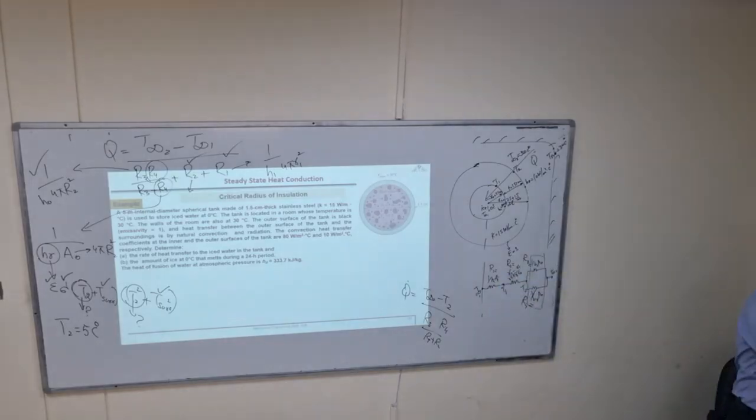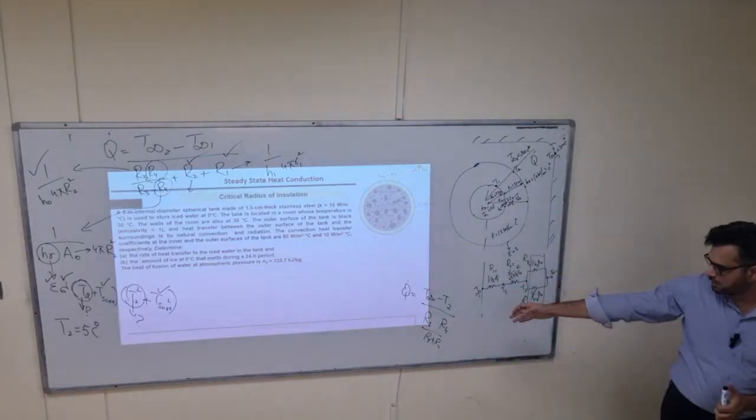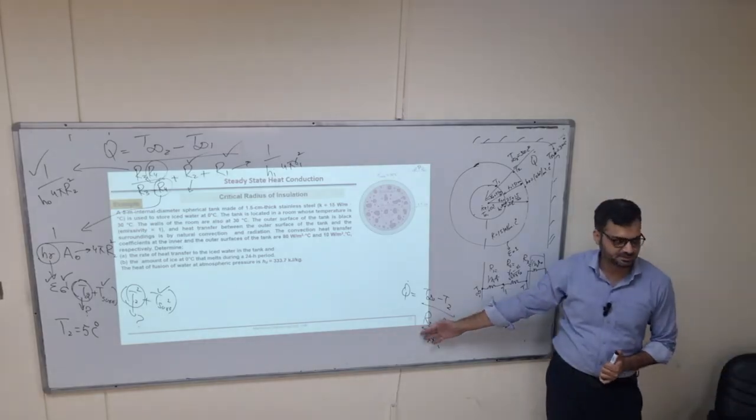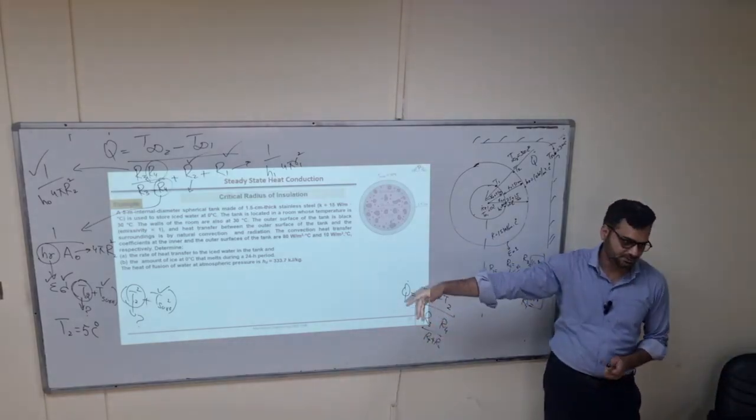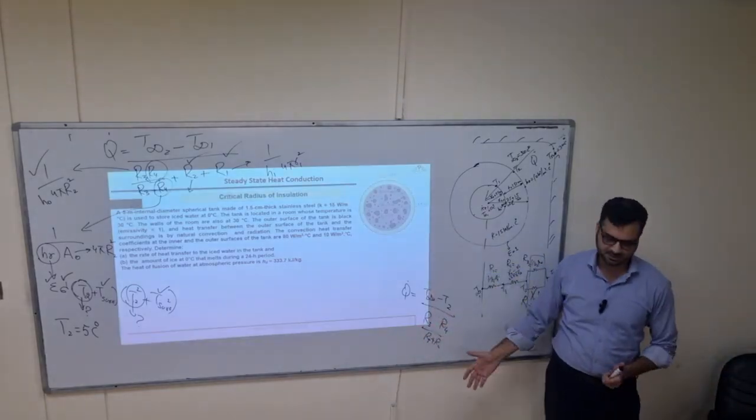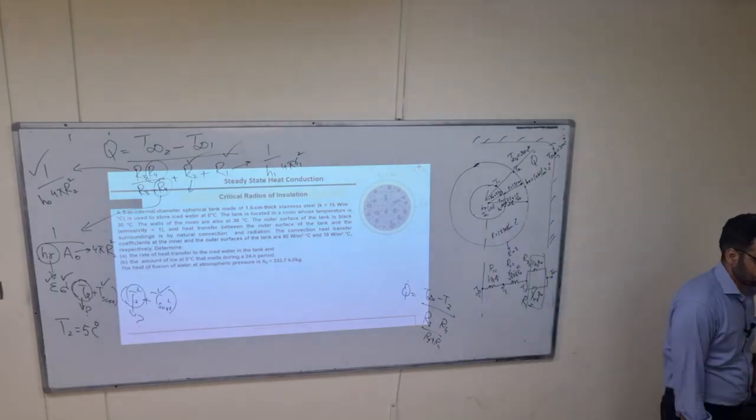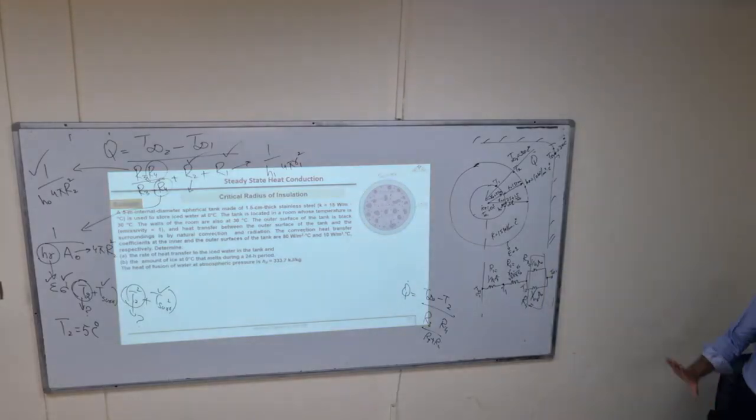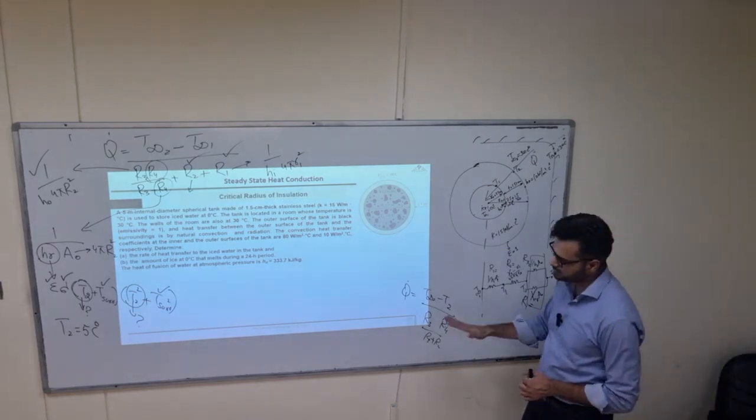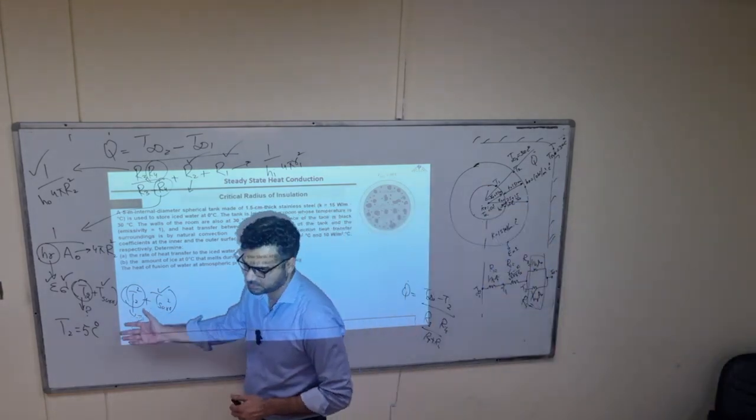So if you assume initially 10, maybe the answer will come around 6, 7. So you will do it again 2, 3 times. Now we have computers, they can do it very easily and quickly. That's the new thing in this question. All other questions are very similar to the ones we have solved already. But in this particular question, one of the temperatures was unknown.